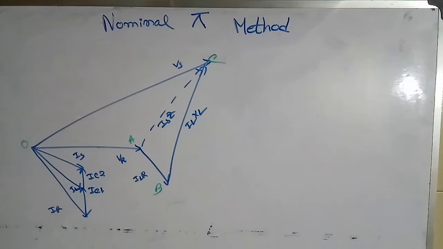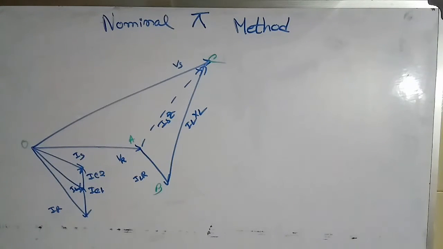Now in the nominal pi method, the capacitance C is divided into two segments, and the sending end current is divided into two parts: first IC2 and IL. IC2 is flowing through the first segment of capacitance C by 2, and IL is flowing through the resistance and inductive reactance. Then IL is also divided into two parts, IC1 and IR. IC1 is the current flowing through the second segment of the capacitance C by 2, and IR is flowing through the load.